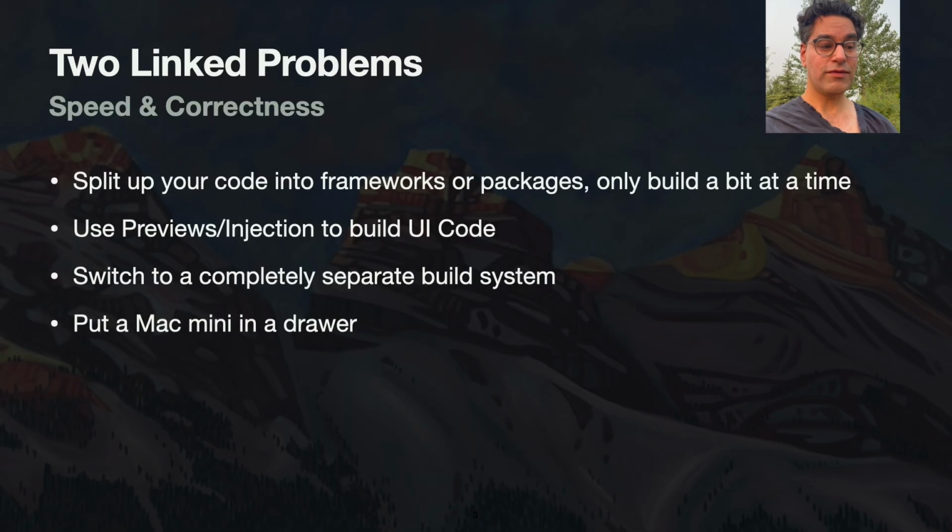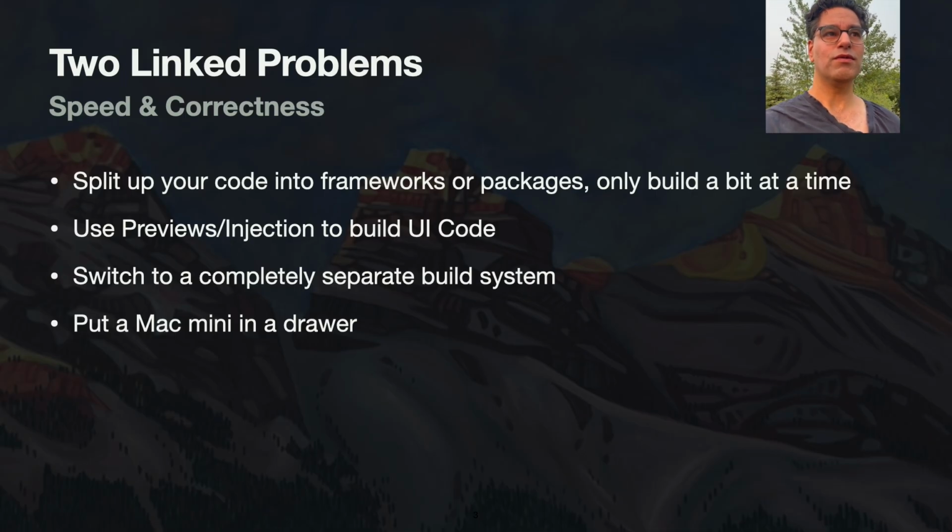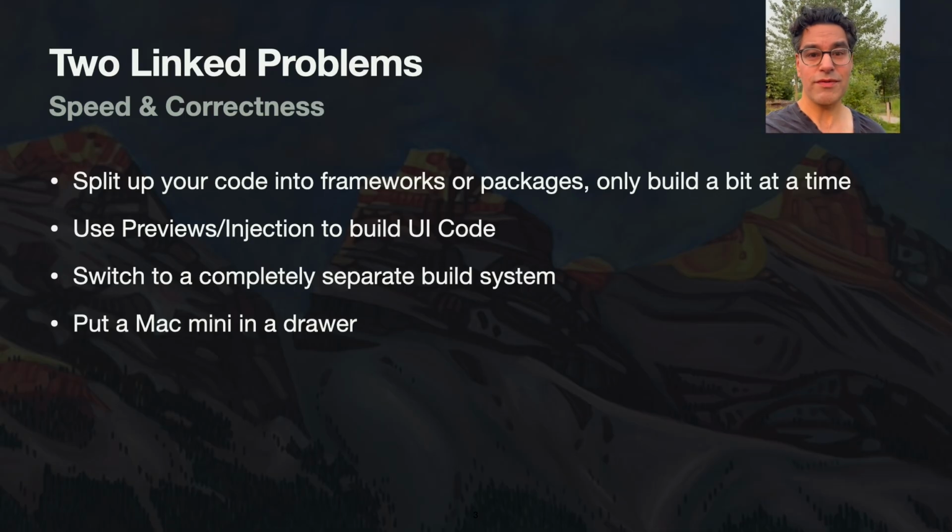And we spend a lot of effort in trying to improve that, trying to make that shorter. We might split our code up into frameworks and packages. We use previews liberally when writing UI code. Maybe we even do hot code reloading with injection. We might get a Mac Mini, stick it in a drawer and build on that. Or we switch to a completely different build system. Maybe we switch to Bazel.